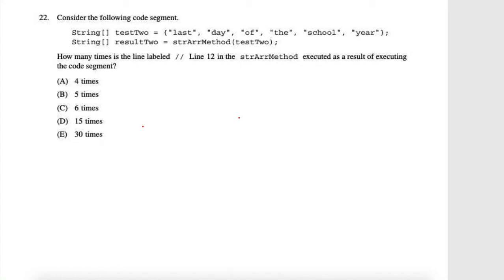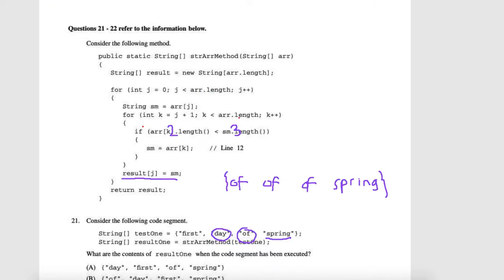For question 22, I think this question is fairly straightforward if you understood question 21. So this is using the same starter code as question 21. If you look back at question 21, this is the starter code here. So question 22 is just using the same code from the top of the page here.